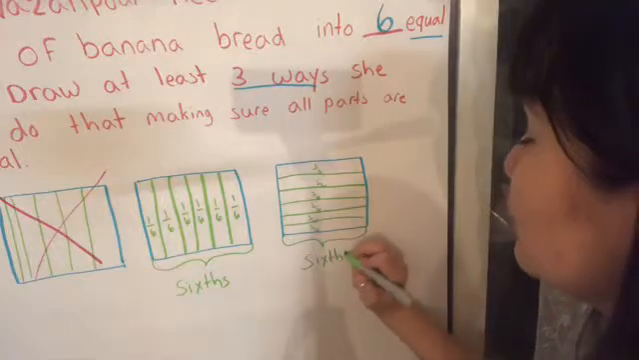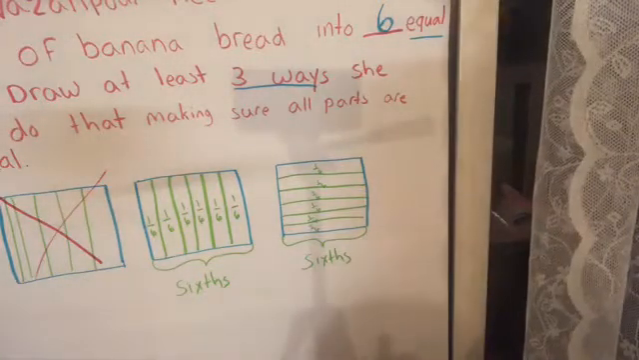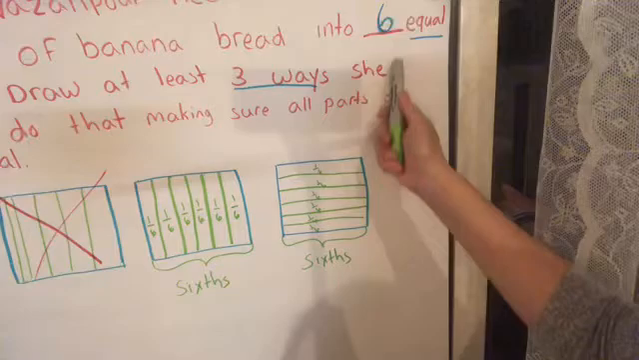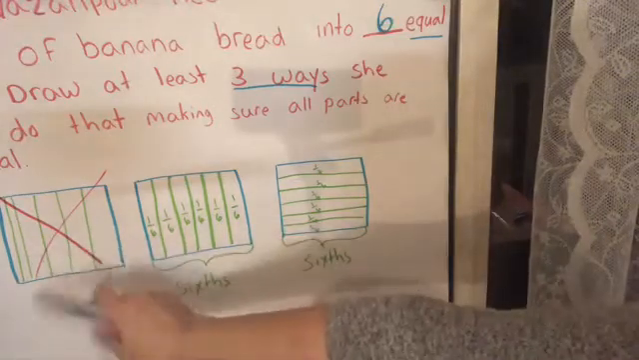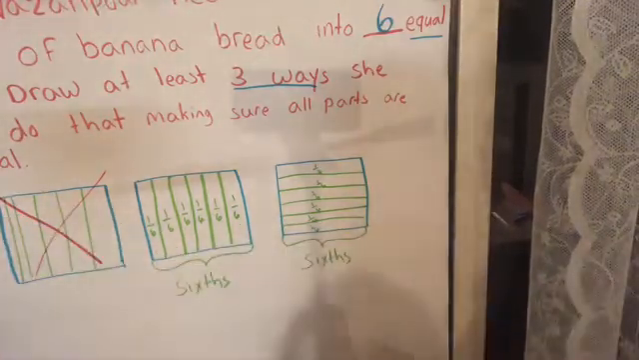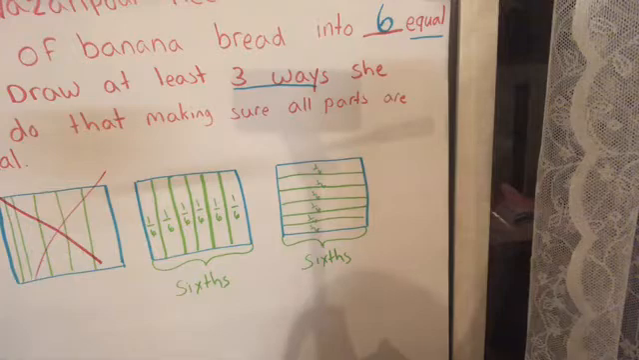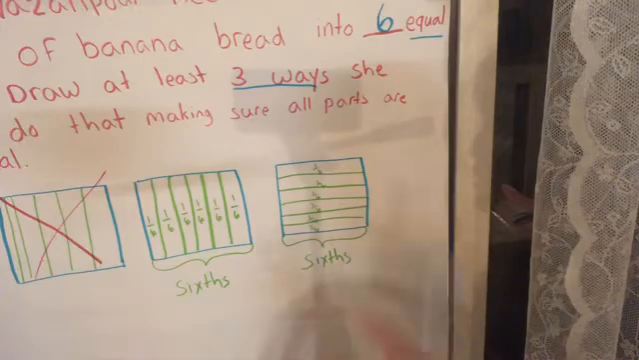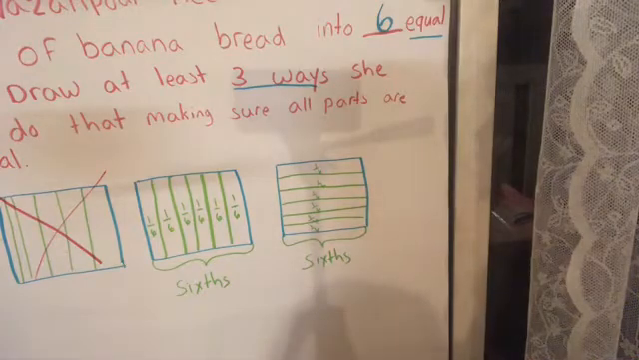That's 2 different ways I can choose to partition my banana bread, but it says at least 3, and this one does not work because they're not even close to equal. So I'm going to put you on hold. I'm going to pause you. I'm going to draw another pan of banana bread, and I'll come back and show you another way to partition this bread into sixths.